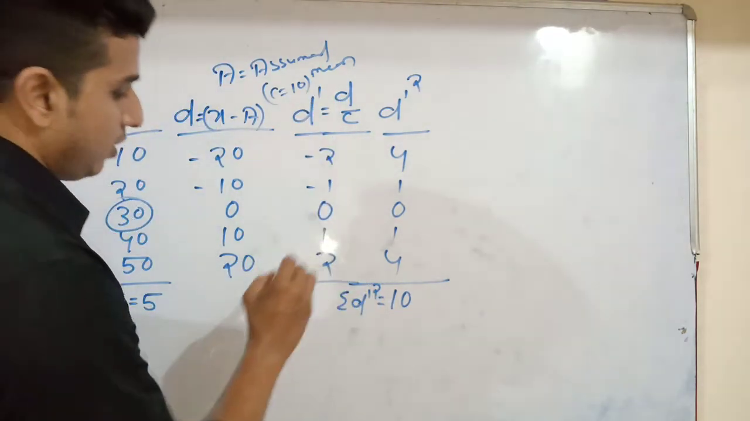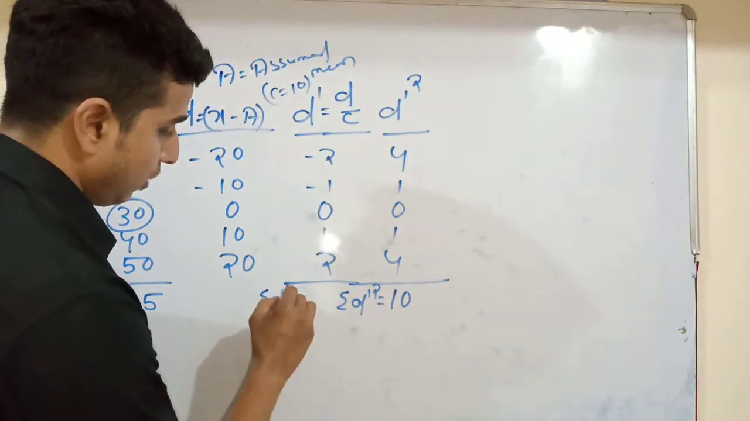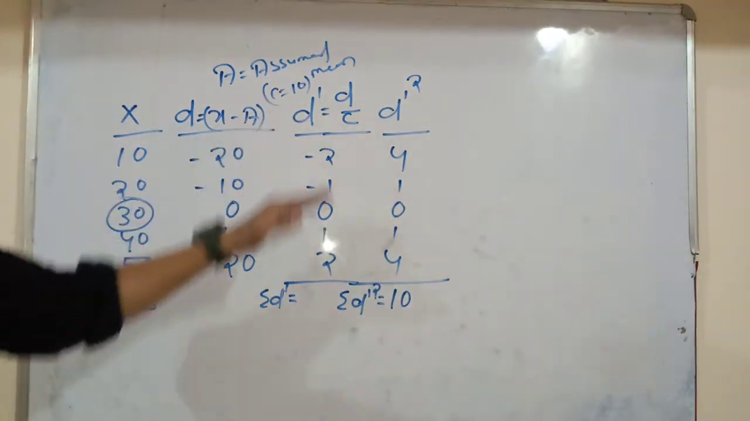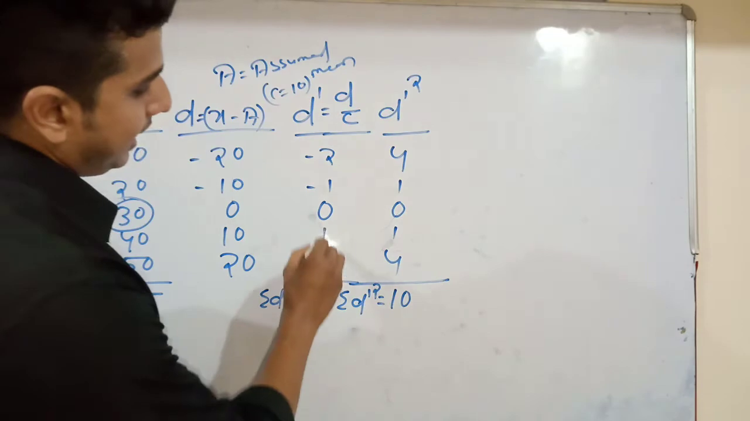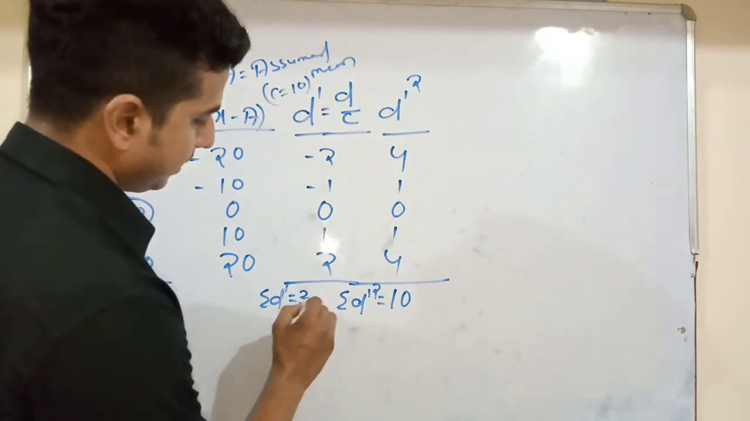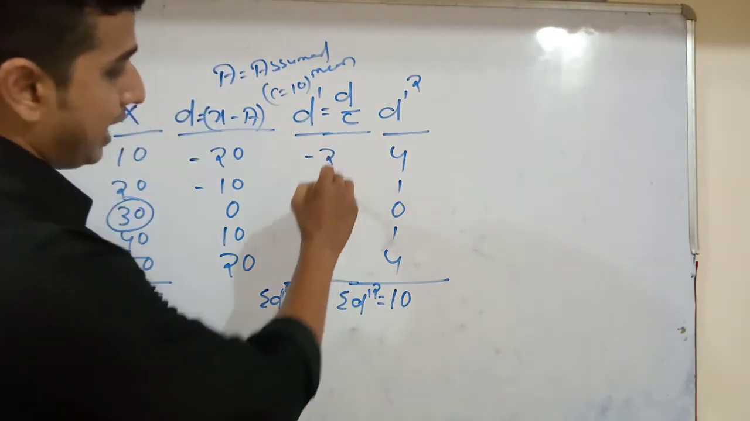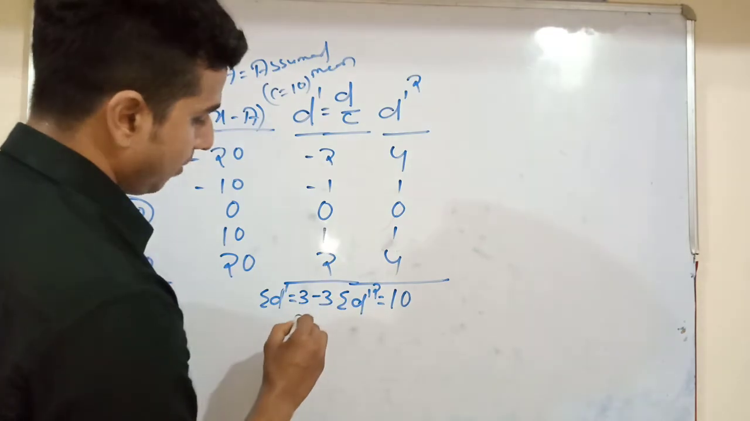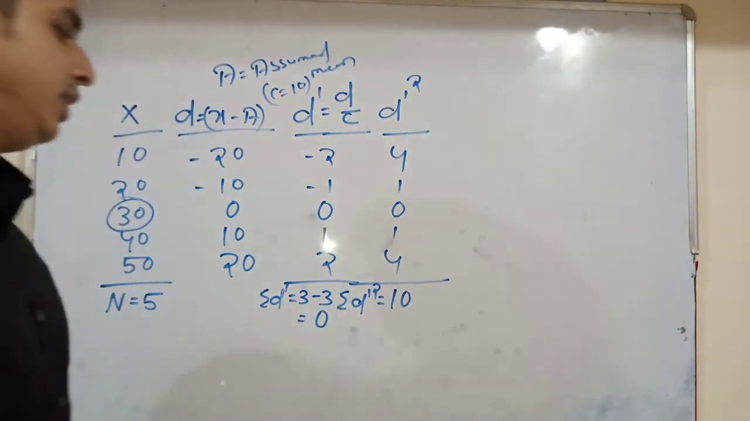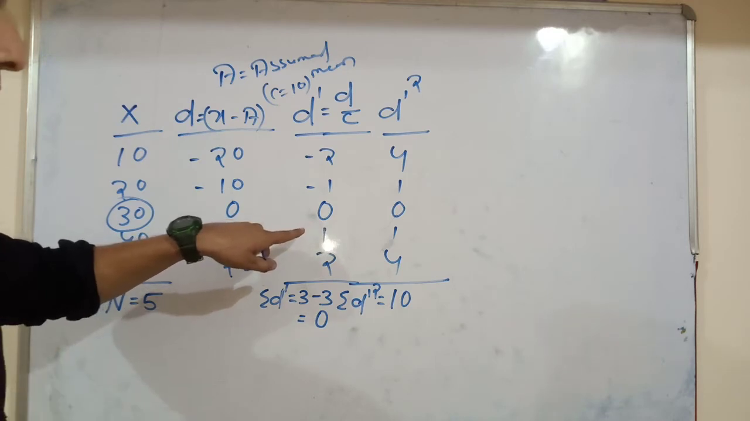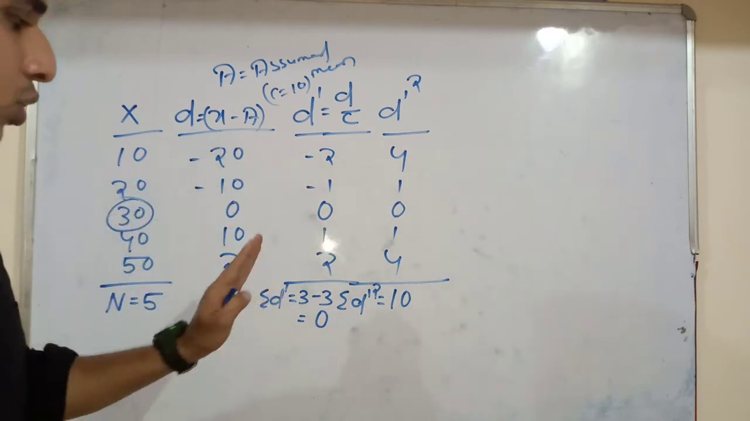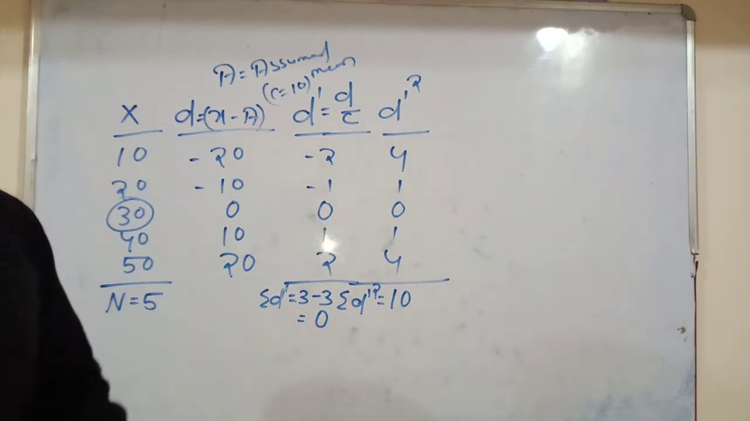Then that is summation D dash. We have to calculate the sum of the D dash. In the positive side there is 1, 2, that is 3. And in the negative side that is also 3. So summation D dash is equal to 0. In the positive side 2, 1 is 3, in the negative side there is also 3. So 3 minus 3 is equal to 0.